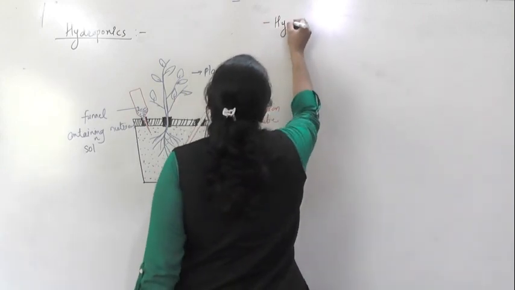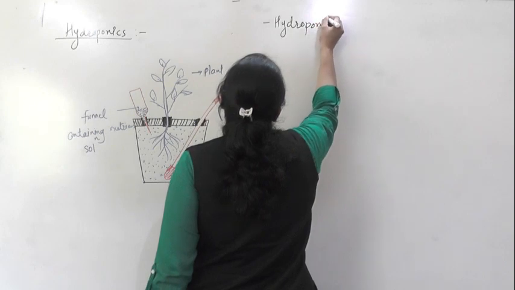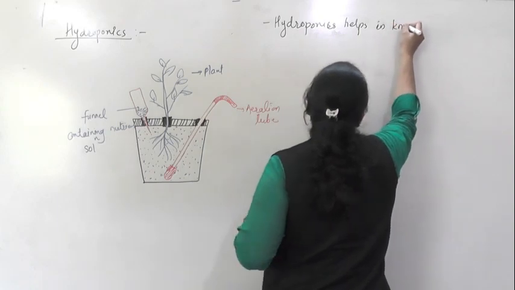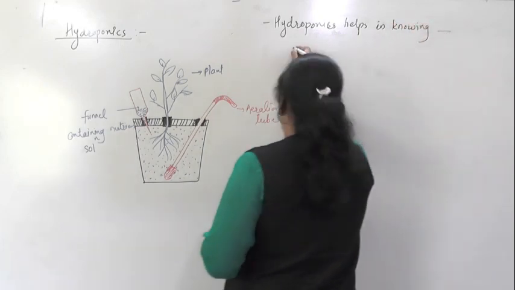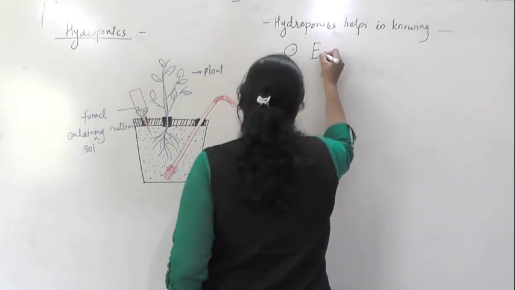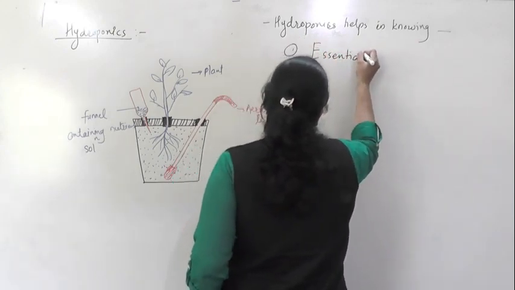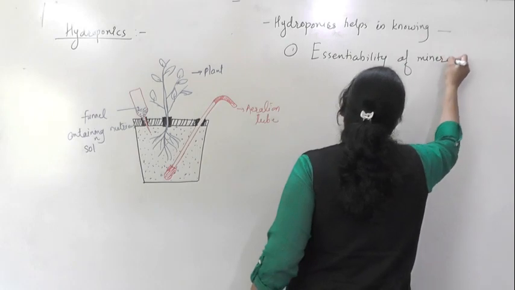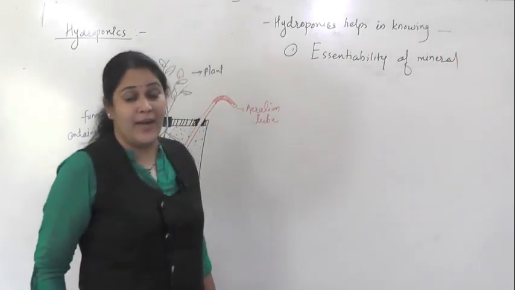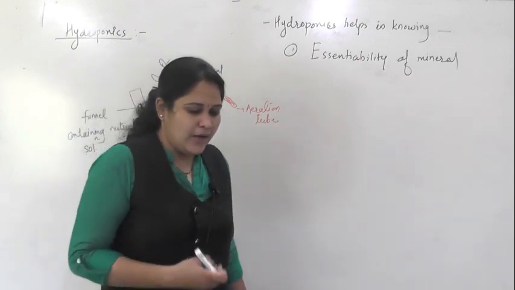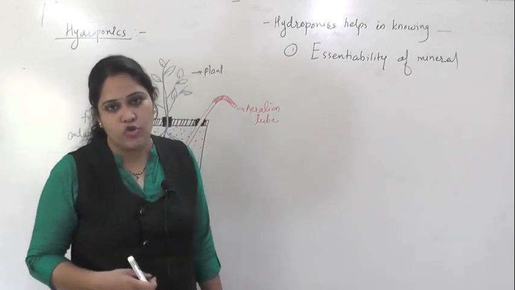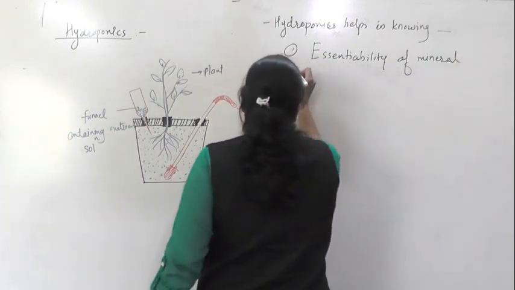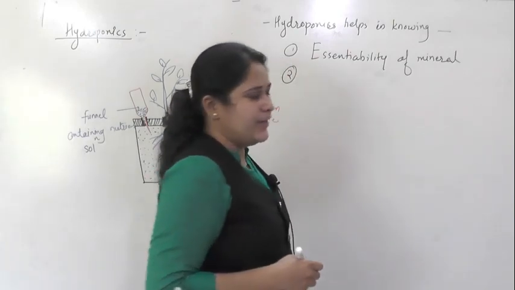So hydroponics helps in knowing, first, the essentiality of minerals. After this we will see what are the criteria for essentiality, in what case we will say a particular element is called essential. After this point we will discuss that point. So with the help of hydroponics we will come to know what is the essentiality of minerals.